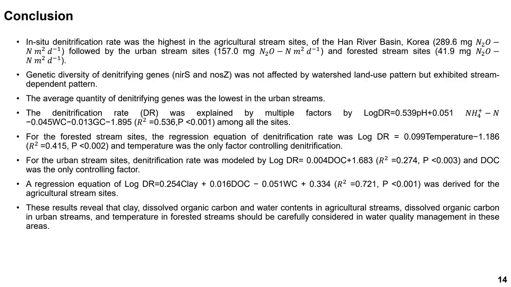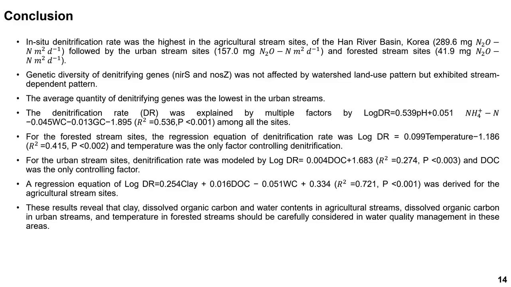The average quantity of denitrifying genes was the lowest in urban streams. The denitrification rate was explained by multiple factors by the following formulas among all the sites. For the forested stream sites, the regression equation was log denitrification rate, and in that case the temperature was the only factor controlling denitrification.